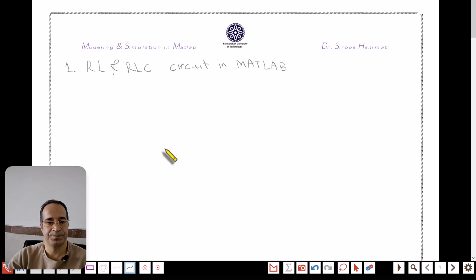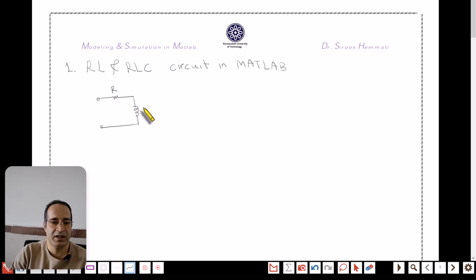Imagine I have an RL circuit like this, R, and in series with that we have an L. The input voltage is V and the output response is I. The only thing I need to write is the KVL equation for this circuit: V equals R times I plus L derivative of I over T.